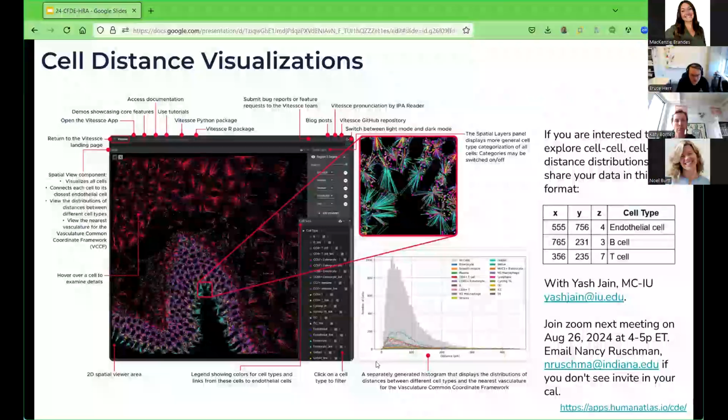Cell distance visualizations allow you to take your spatial data and do some interesting things with it. We're actually working on a paper where we're looking for more data to look at the interplay between cells and the vasculature. And this interface has really simple needs. You just need to say the location and the cell type in a simple CSV format, and it can be viewed and used. So there's some information there, but we can follow up later.